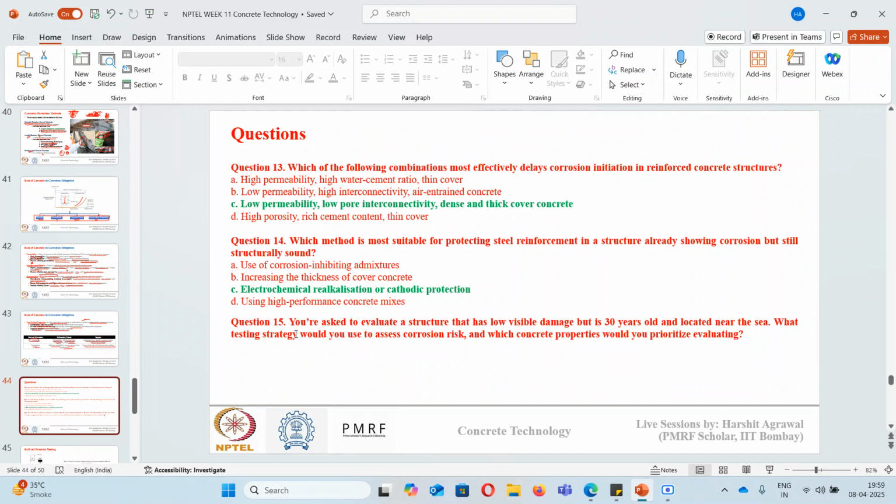Okay. Question number 15. You are asked to evaluate a structure that has low visible damage but it is 30 years old and near the sea. What testing strategies will you use to assess corrosion risk and which concrete property will you prioritize? So suppose you are on the site and you see there is very little damage on the structure which is very old, but it is located near the sea. So what all inspection will you carry out on that structure?